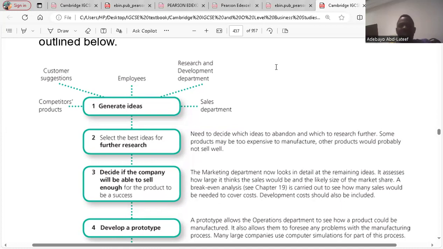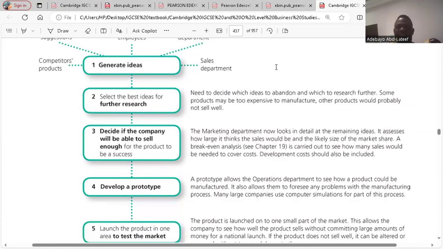Then the sales department, they are the ones selling. So they know if the product is maybe in saturation or not. They know more because they are the ones selling the product. So that's the first thing about generating. That was the first step in the process.